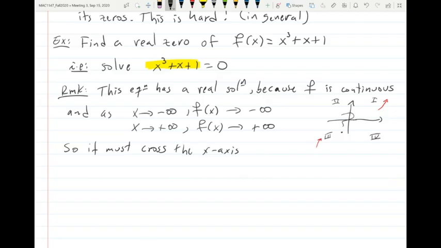So that means that it's going to have a solution. There has to be a zero. Our job is to find it. This is called the intermediate value theorem. I abbreviate this with IVT.